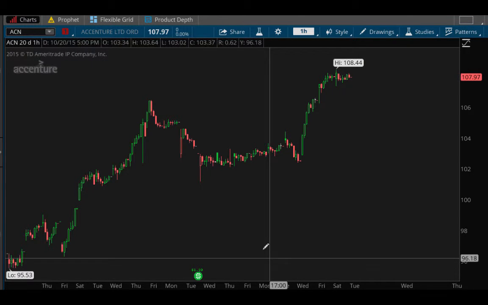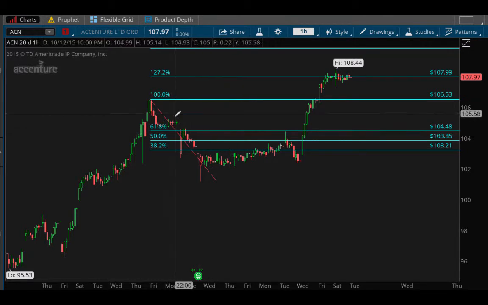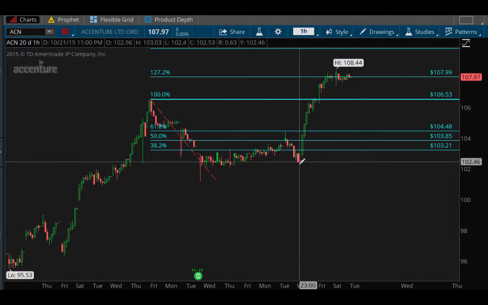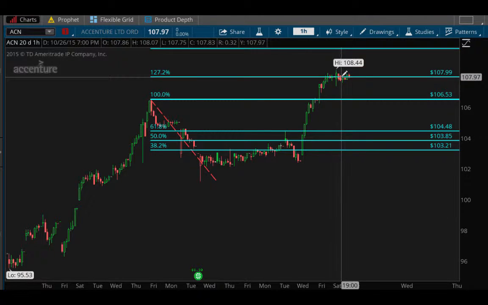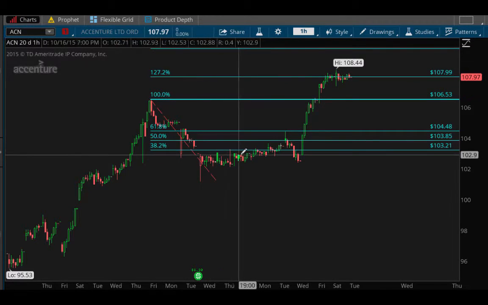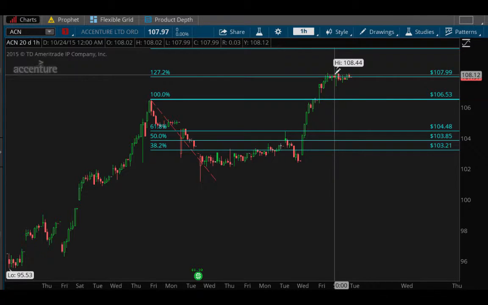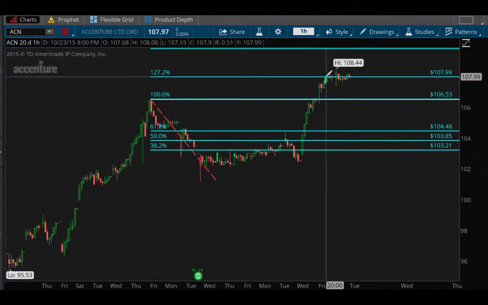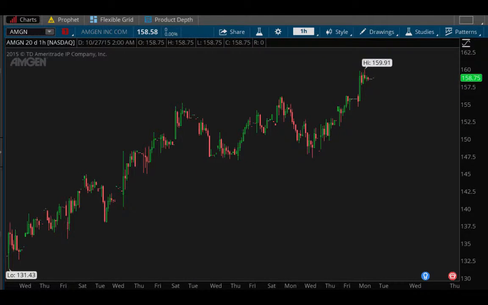Here's Accenture, and if we draw from high to low, you can see that when Accenture made its move up into the correct direction, it consolidated and it hit resistance at that 127 level. So if you bought Accenture down here while it was consolidating and then it made its big move up to this 127.2 level, here would be the time to take profits off the table. Here's another example of how you can use Fibonacci's to determine when you take profit.